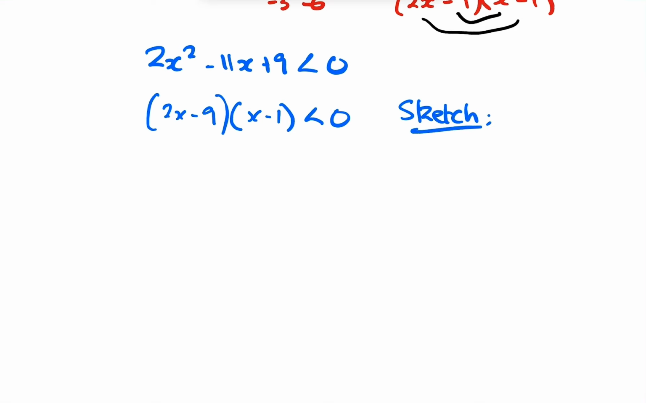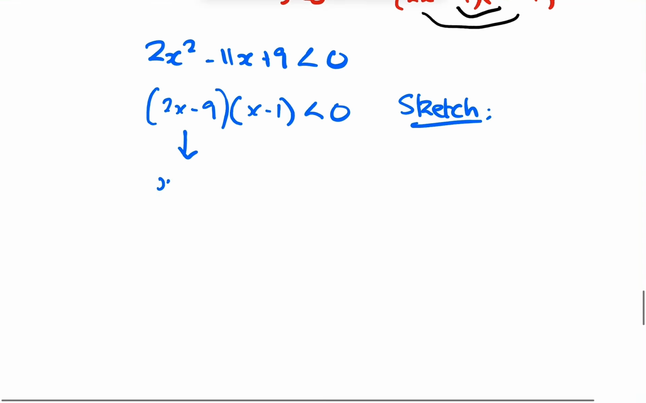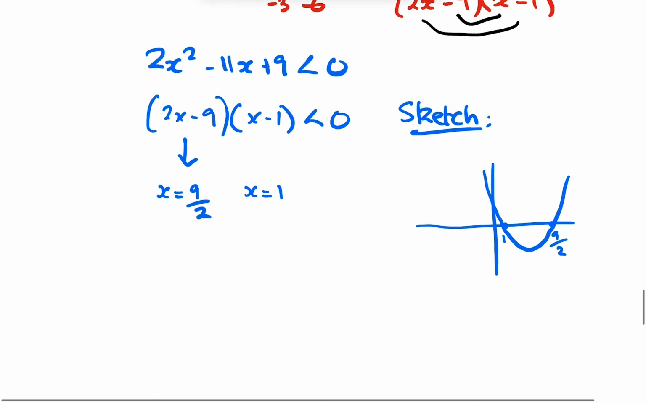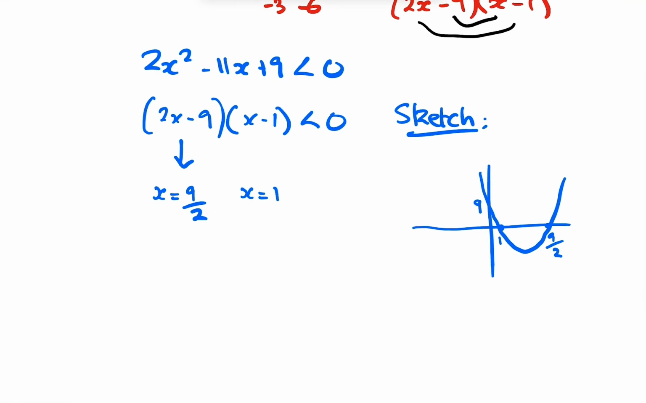Remember, when you factorize a quadratic, it gives you the roots. So this bracket here gives me x equals 9 over 2. This bracket here gives me x equals 1. So my sketch of my quadratic, it's a positive quadratic still, is going to look something like this, where 1 and 9 over 2 are the roots. It crosses through positive 9 up here. Okay, so my sketch is a little bit off, but that's okay. It'll give us the idea.